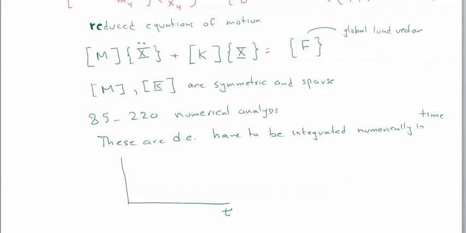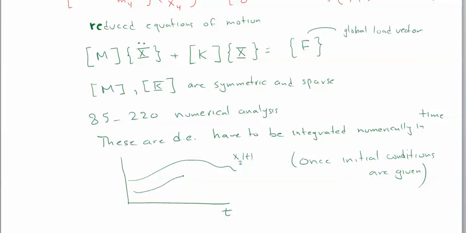You're going to get, as a function of time, once initial conditions are specified. You cannot integrate this unless you have some initial conditions given. But once you have the initial conditions, you can integrate these in time, and at the end you're going to get a curve like this. This could be x2 as a function of time, perhaps a curve like that, x3 of t, and maybe a curve like this, x4 of t.